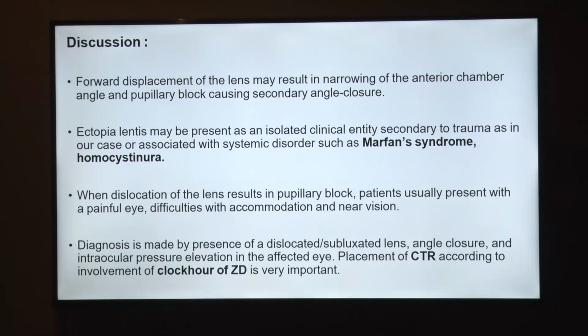From this we can conclude that ectopia lentis can have a systemic cause, or it can be trauma. But in case of trauma, we have to see the zonular dehiscence in terms of clock hours, and after that we have to place the CTR ring properly according to the zonular dehiscence present in the clock hours. But in the systemic case, we have to be more careful because there is an association with Marfan disease or homocystinuria. So this is my case.